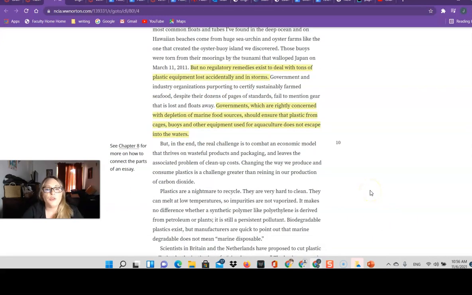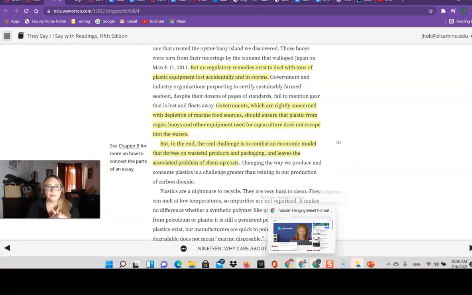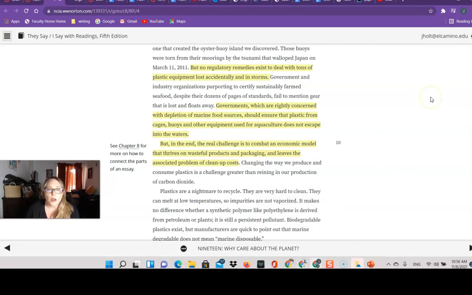But in the end, the real challenge is to combat an economic model that thrives on wasteful products and packaging and leaves the associated problem of cleanup costs. Right, so this is definitely important. We know that this is an economic problem, right? The entire economy runs on the fact that we have wasteful products and wasteful packaging that we can just throw away, right? How many things do you just throw away?